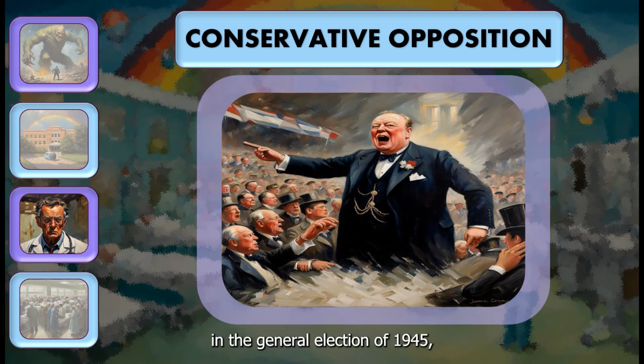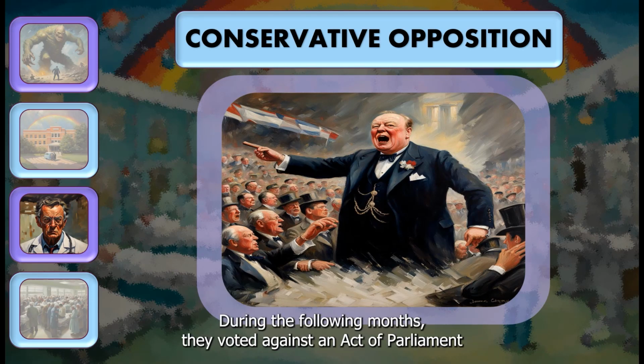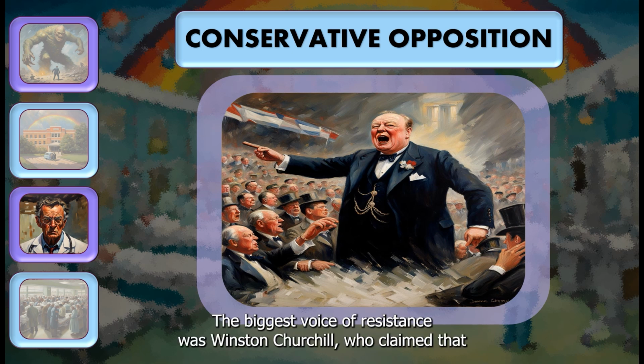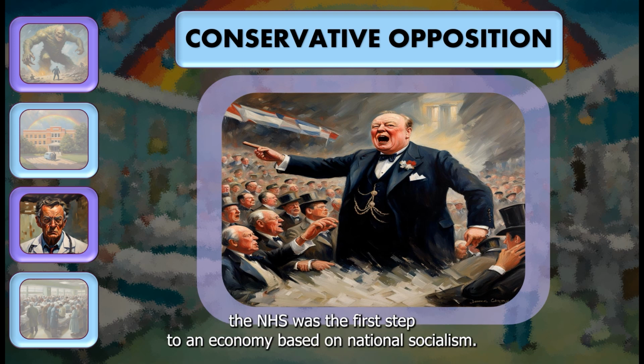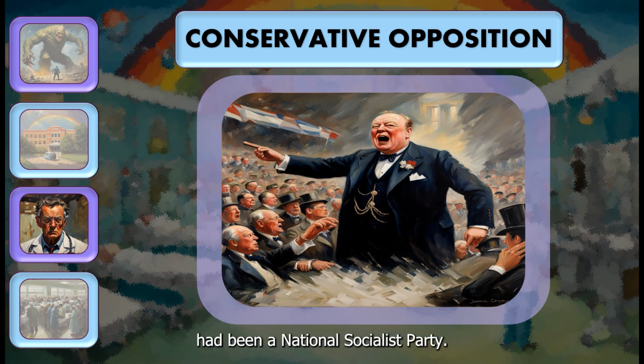Following Labour's victory in the general election of 1945, the Conservative government acted as the opposition party. During the following months, they voted against an Act of Parliament to legislate for the new NHS a total of 21 times. The biggest voice of resistance was Winston Churchill, who claimed that the NHS was the first step to an economy based on National Socialism. This was a serious accusation, since the Nazi Party had been a National Socialist party.